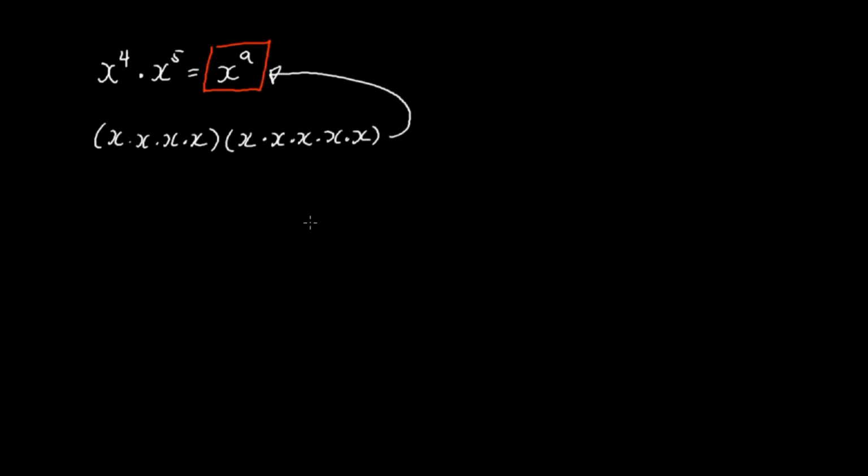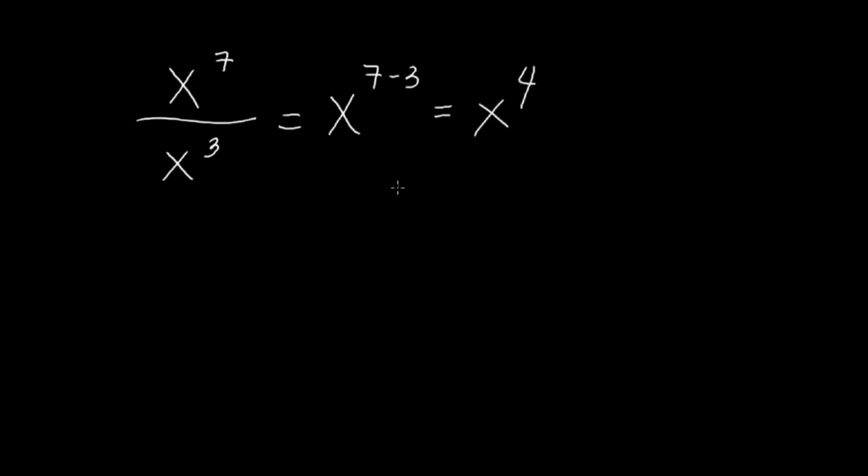So now, what about division? Let's say, if you divide by a common base, what should you do with the exponents? We have x raised to 7 divided by x raised to 3. So, it's just simple. You just copy the base, the x, and subtract the exponents, 7 minus 3. And that's going to be x raised to 4.